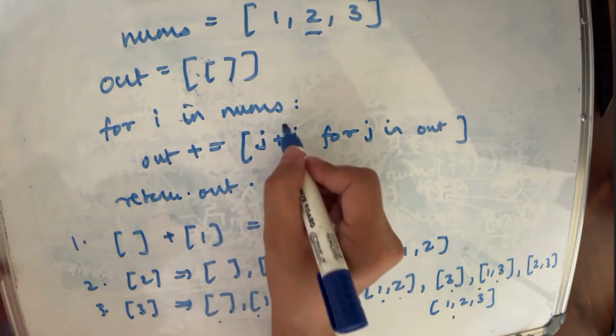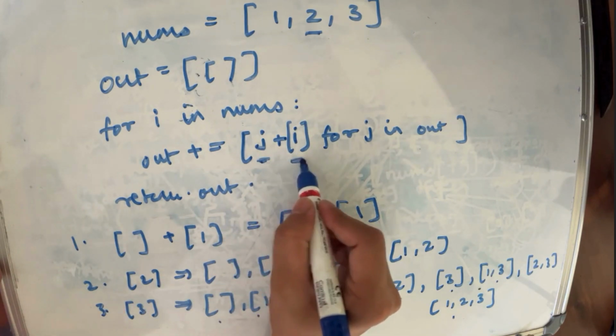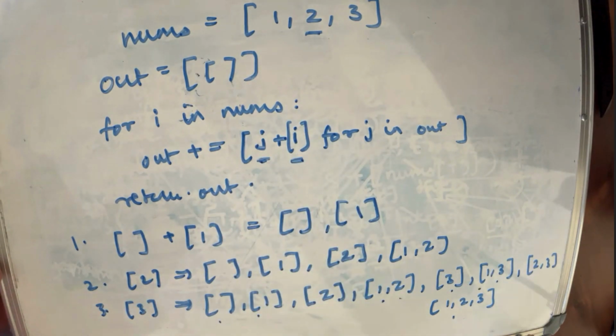So for i in nums, you can do it like this. Basically, this will already be a list, and you add the element like this. You can just append also. It's the same thing.